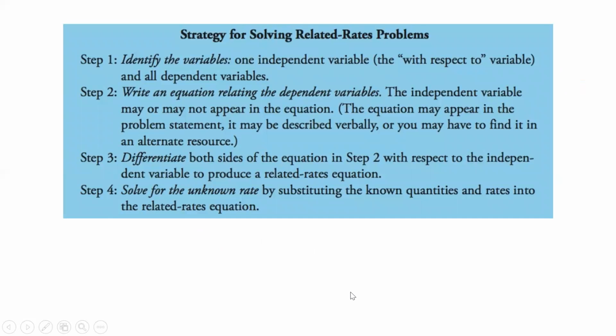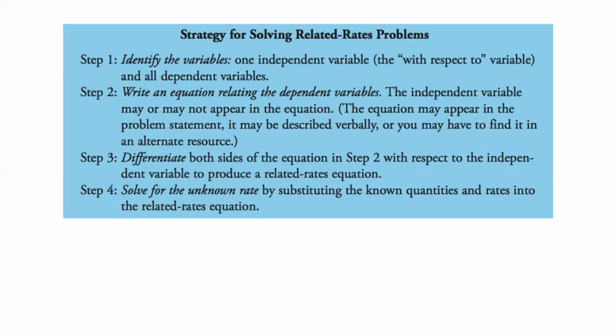All right, so when we actually get to word problems, application problems, however you want to look at it, what is the strategy for solving these problems? Well, first, we need to identify the variables. We're going to have independent variables and dependent variables. Now, there's only going to be one independent, usually time, since it's usually what we take the derivative with respect to. Dependent variables could be the volume, the girth of a tree, all kinds of different things. Then step 2, we write an equation relating the dependent variables.